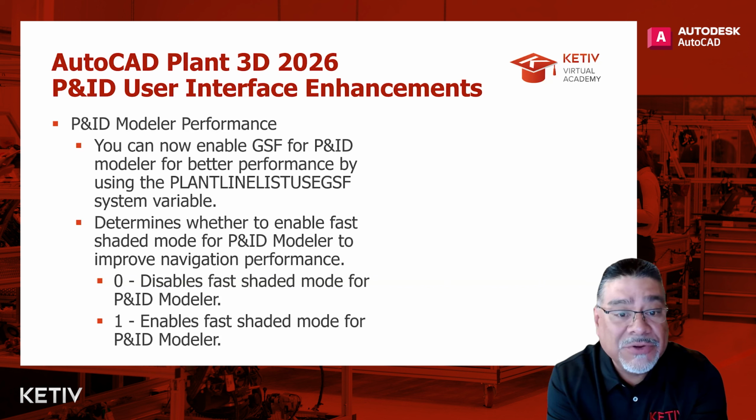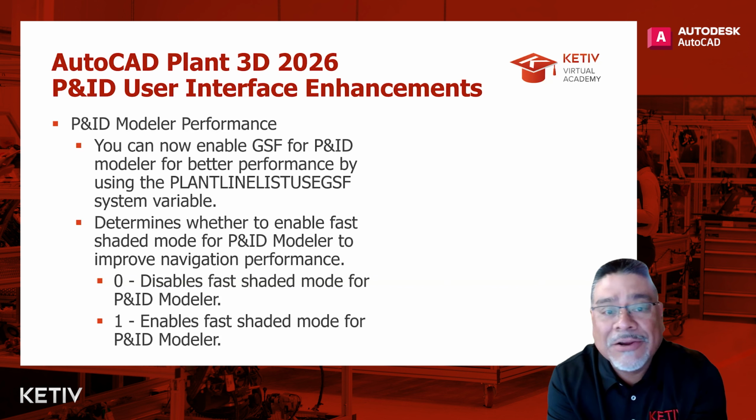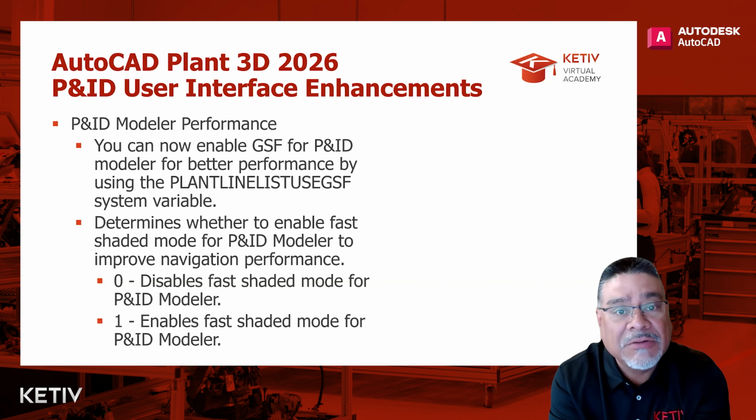So basically, if you go into the plant line list use GSF, you're going to have two options there because this is a system variable. So it's either going to be 0, which would disable the fast shaded mode for P&ID modeler, or 1 to enable the fast shade mode for P&ID modeler. So if you're using this, and you do notice some lagging or things that should seem a little bit faster, you can try disabling, or if it's already disabled, try enabling it and see if you notice a difference that improves any of that.